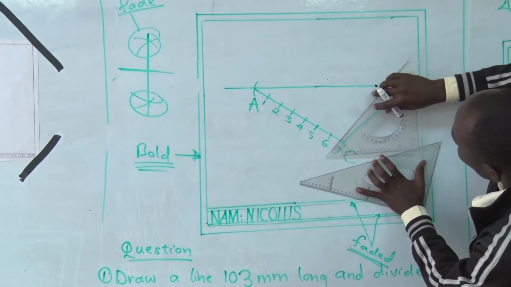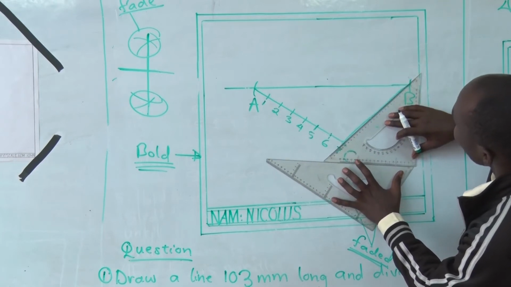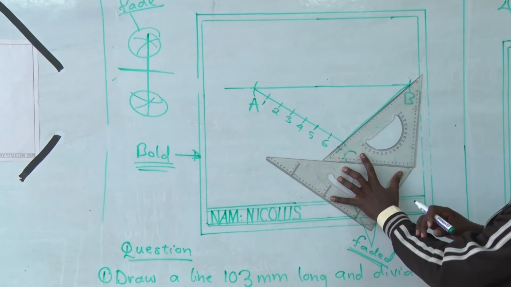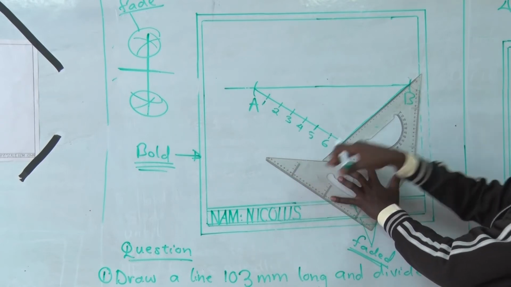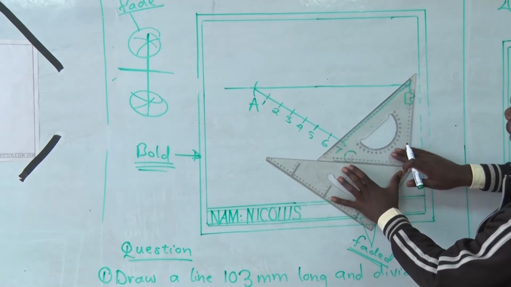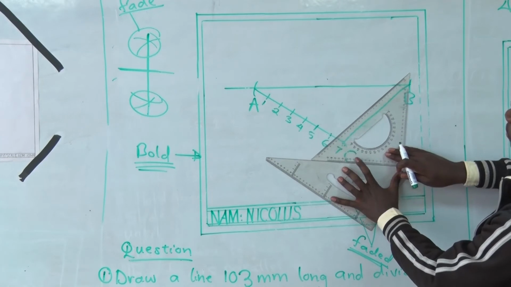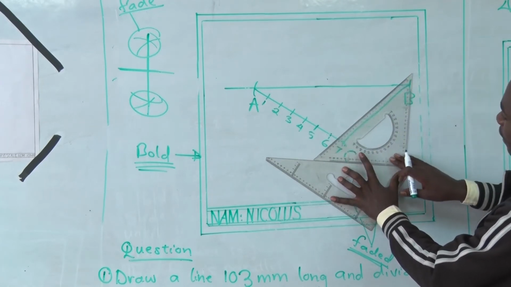So I will take my rulers like this. So you can see the way I have placed up my rulers. One on the bottom side and the other one on top of the other. What you need to do is to slide this ruler. First of all, you ensure that it is in line with this one. So you slide it like this.